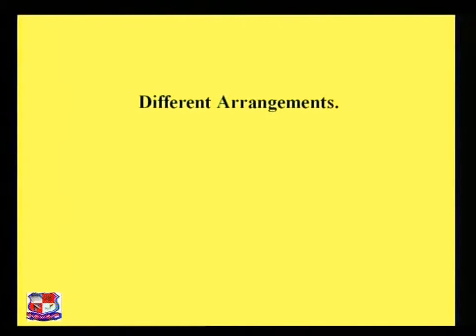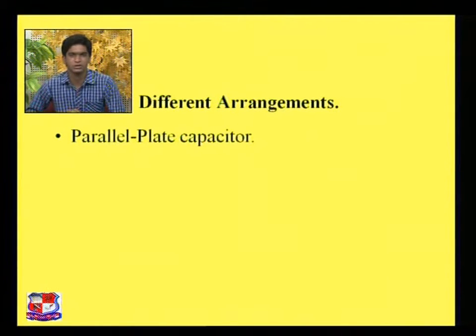Different arrangements. Which are the different arrangements? First of all comes parallel plate capacitors, in which we have only one dielectric material, so it is known as a parallel plate capacitor. The two plates are parallel, in between one dielectric material is there, and a voltage supply is given.